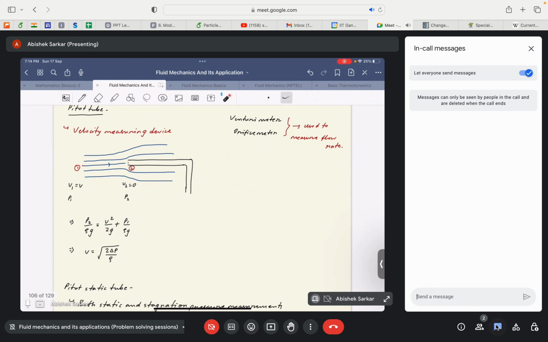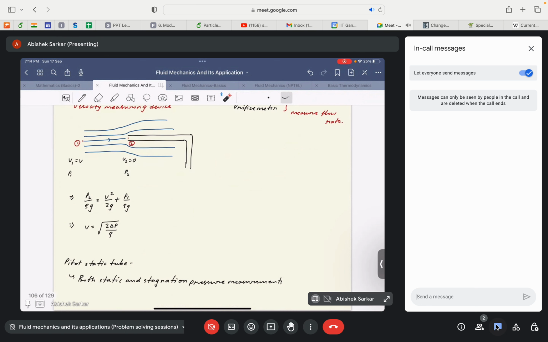Okay, and the second point is at the entrance of the pitot tube, which you can see here, where it is a very good approximation to assume that the flow velocity becomes 0. Okay, which is very popularly known as the stagnation point, because the flow velocity becomes 0, basically the flow becomes stagnant at that particular point.